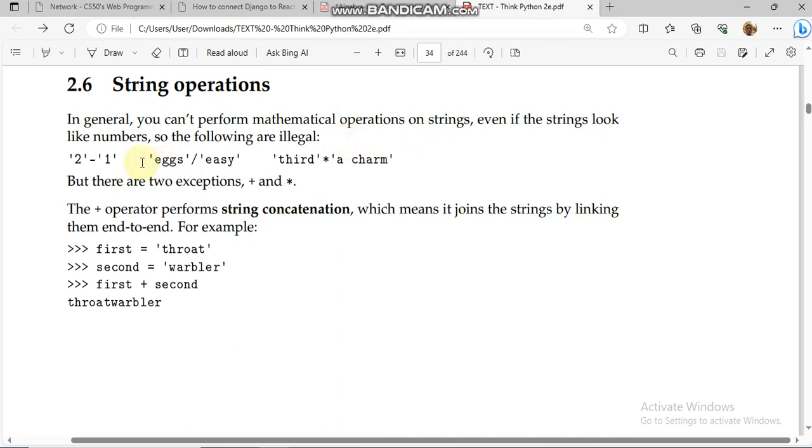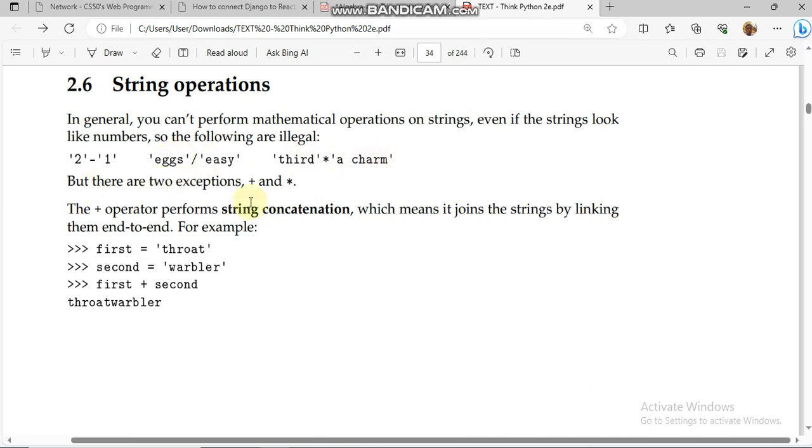Let's say for instance I have the string '2' minus 1, where minus is the operator here, but this 2 is in single quotes. Likewise this one, it will return an error, which means it is illegal. I cannot also say x divided by 'y', this is a string, so it will also return an error. And I cannot say 'third' as a string multiplied by 'charm' as a string. It will also return an error.